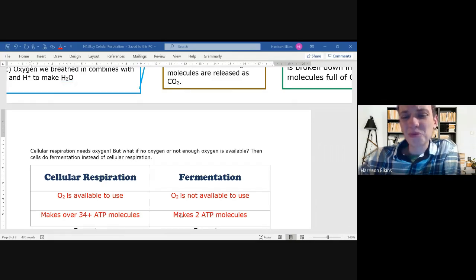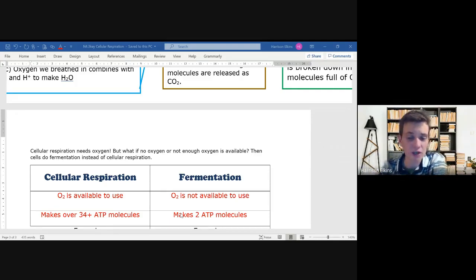Fermentation only makes 2 ATP. It's a really slow process. If you don't have oxygen, you have to actually change the process a little bit, so you don't make very many ATPs because it has to go through a different chemical pathway. So fermentation is more like a survival thing. Like if you have to, then do it and get by with it. But cellular respiration is going to be more ideal, especially for us larger multicellular organisms.